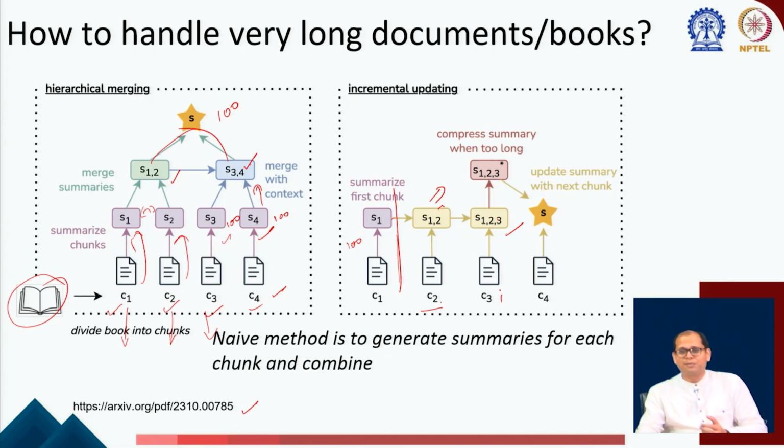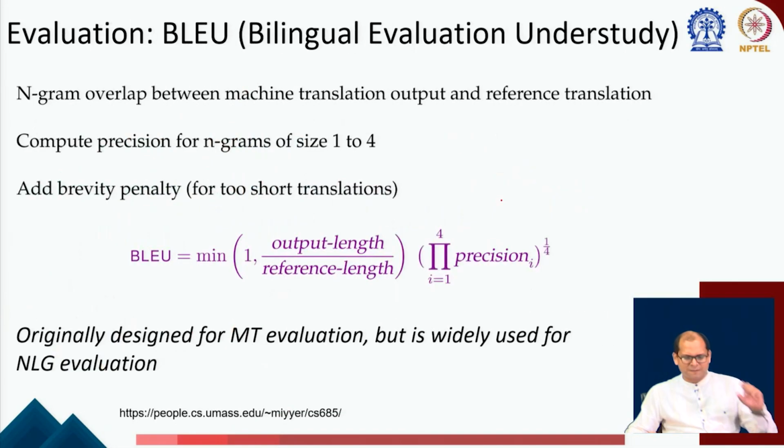And if the summary becomes too long, you try to compress it. Whenever it is beyond the length that you want, you compress it further. So, this is the incremental updating. These were the two methods that were discussed in this particular paper for doing summarization with very long documents that you may not feed into your prompt. And the good thing is that they try to take care of the context.